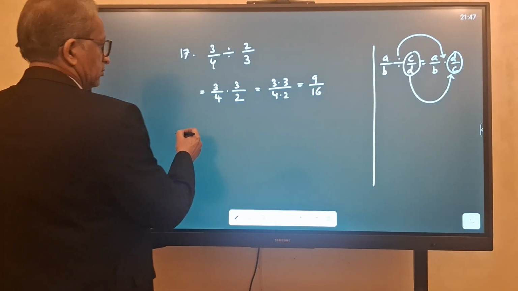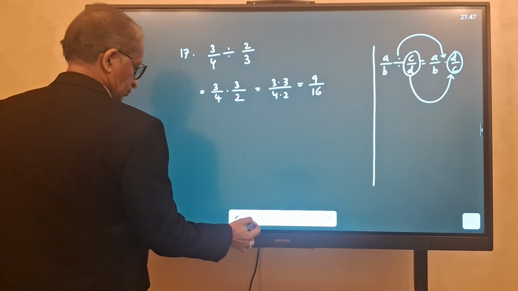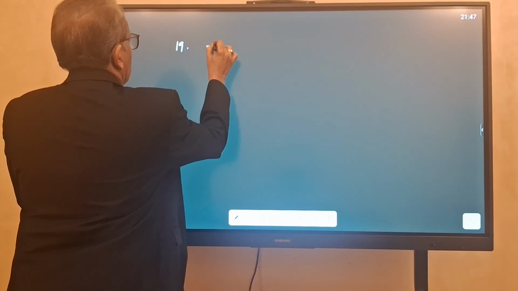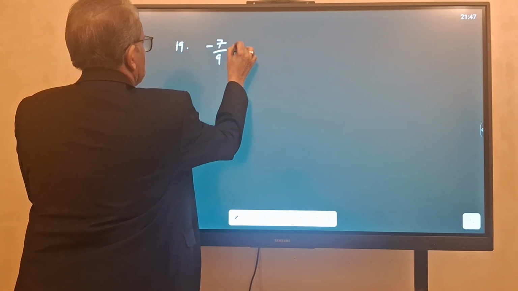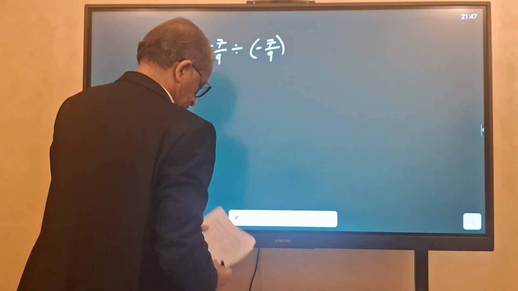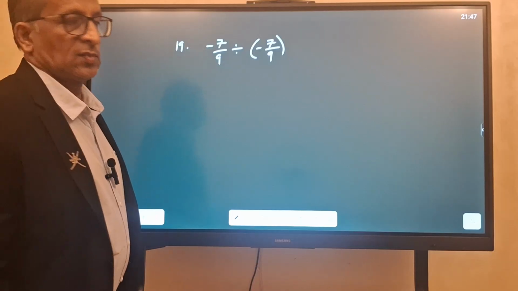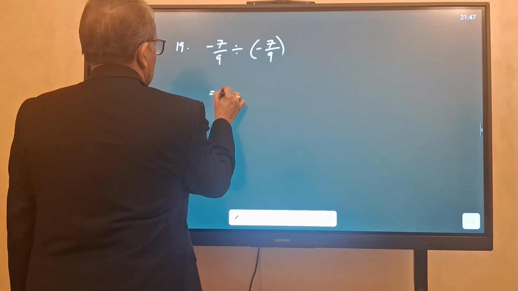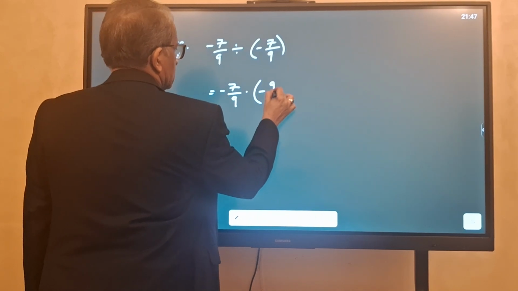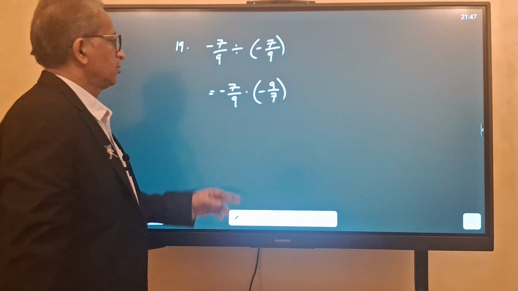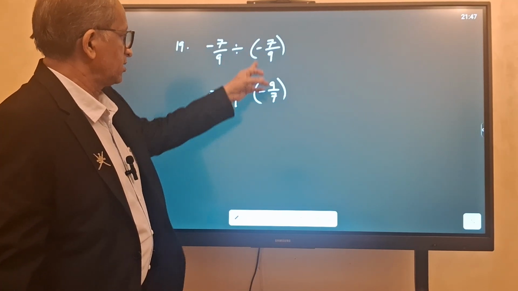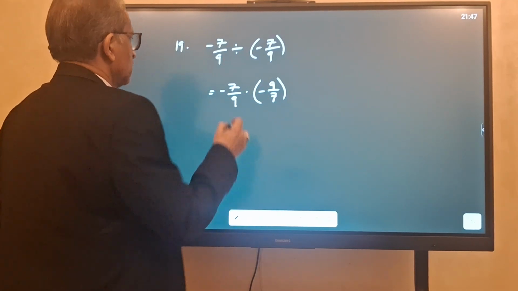Another example, 19. Minus 7 by 9 division minus 7 by 9. How do we do this? Minus 7 by 9 dot minus 9 by 7. So the rule: division and multiplication change places, but the sign doesn't change.